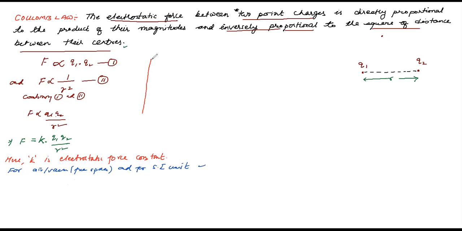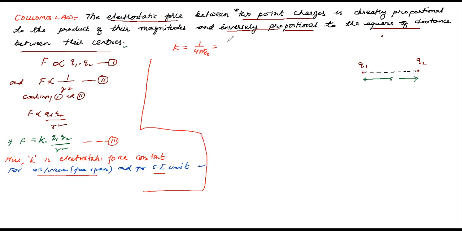Let me write that here. In that case, the value of K would be 1 by 4 pi epsilon naught. Let me write this as equation number 3. So this K value would be 1 by 4 pi epsilon naught, under the case in which the charges are kept in air or vacuum and the system unit is SI unit.